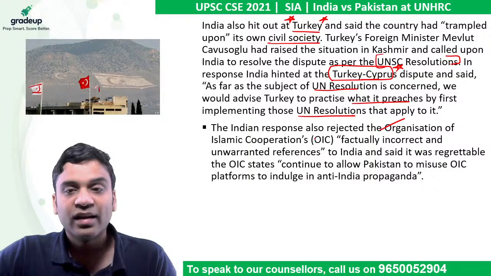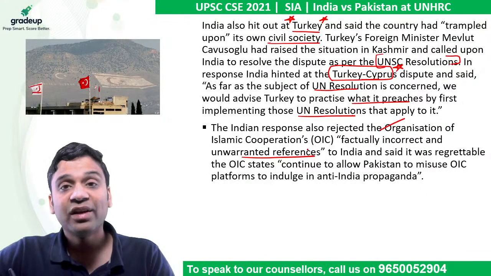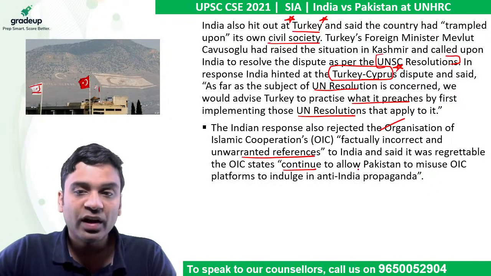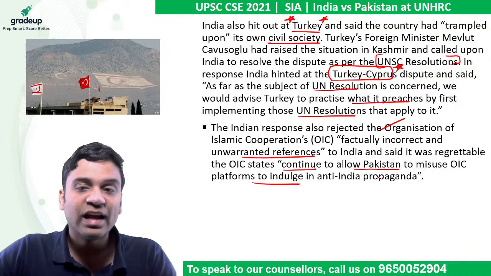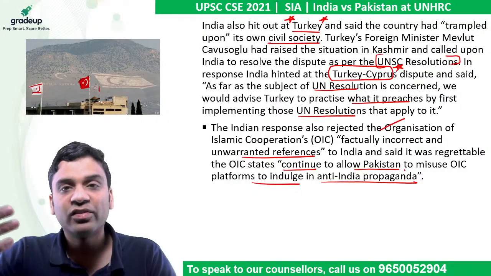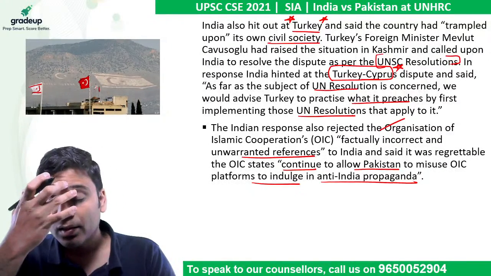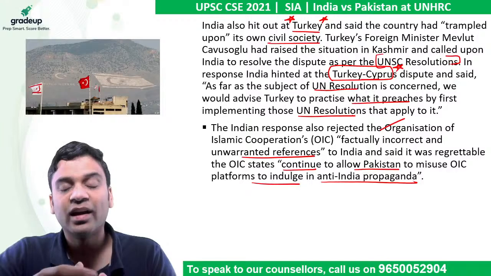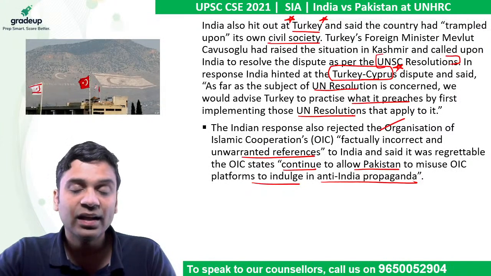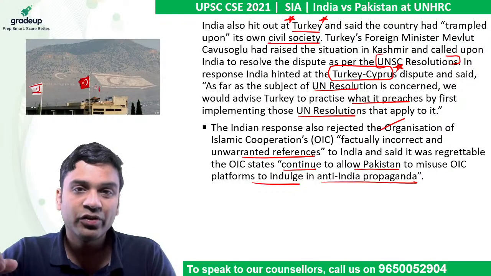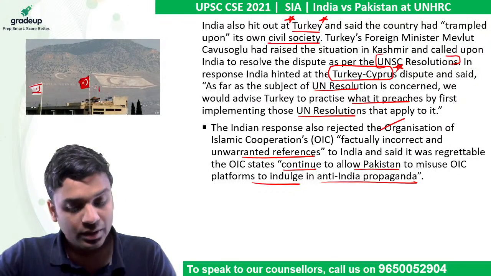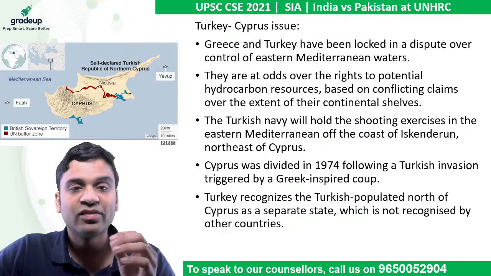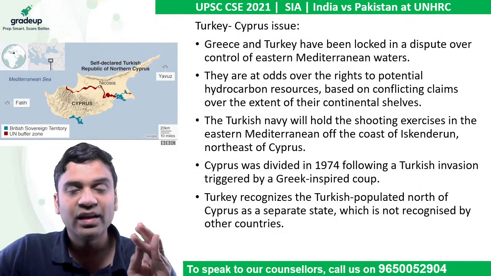It is factually incorrect. There are unwarranted references regarding Kashmir, but we are not anti-OIC. What we have said is that the OIC has continued to allow Pakistan to misuse OIC platforms to indulge in anti-India propaganda. The OIC is your Saudi Arabia-led body, with which India does have cordial relations. So we are not anti-OIC, unlike how we are anti-Pakistan and anti-Turkey, but we are stating that the OIC is being used by Pakistan for spreading such malicious propaganda. These are the main issues which have taken place in the UNHRC: how India has locked horns with Pakistan, Turkey, and the OIC.